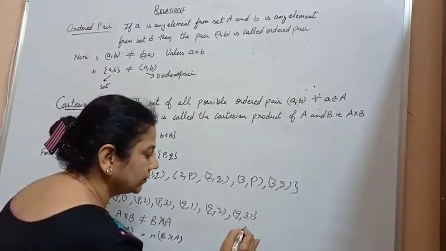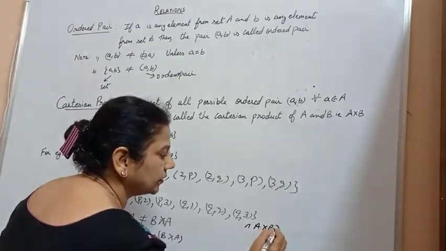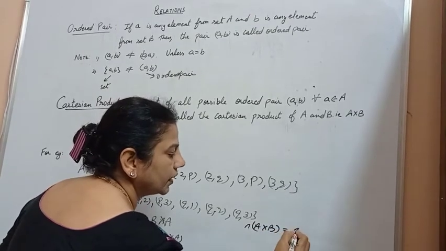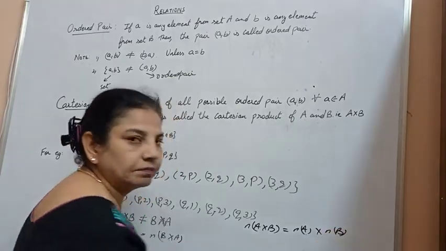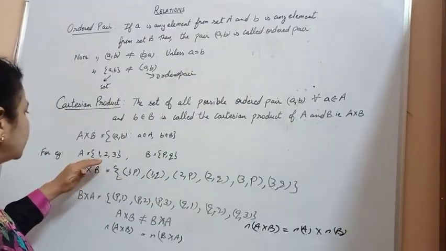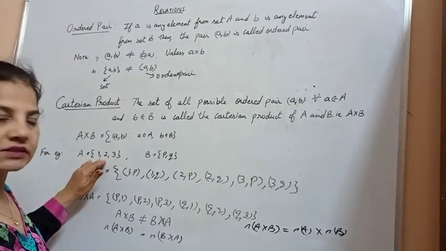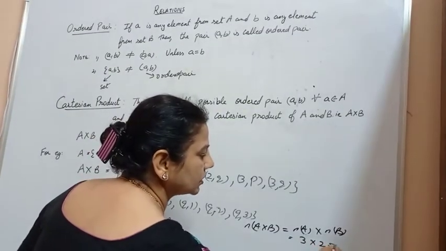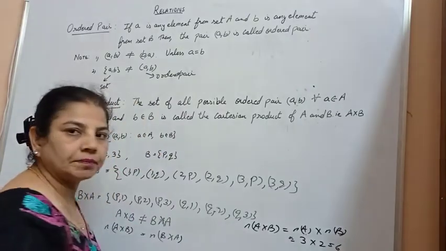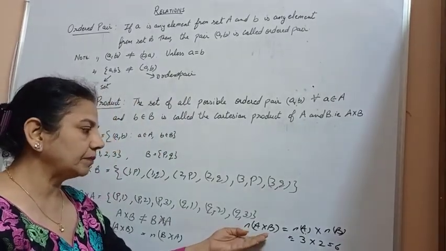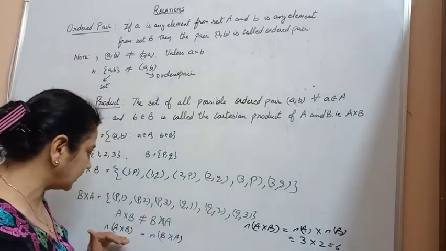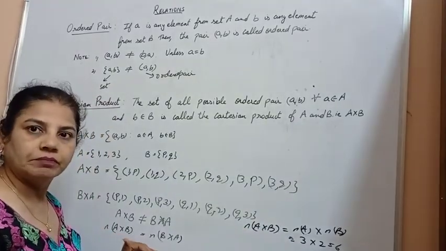The number of ordered pairs in A cross B is equal to the number of elements in set A times the number of elements in set B. We can clearly observe the number of elements in set A is 3 and in B is 2. So 3 into 2 is equal to 6. So the number of ordered pairs in A cross B is 6, and similarly the number of ordered pairs in B cross A is also 6.